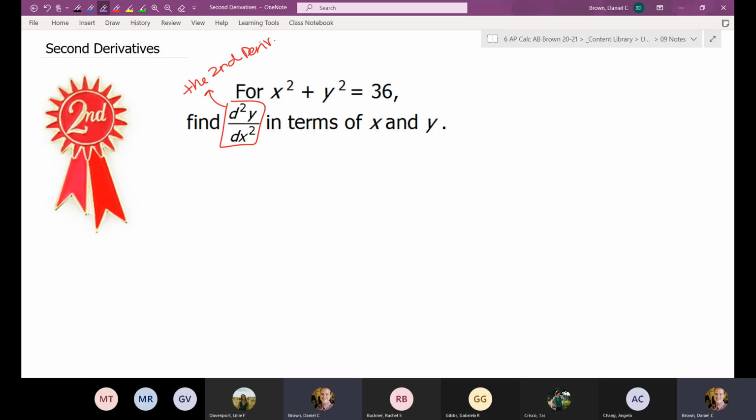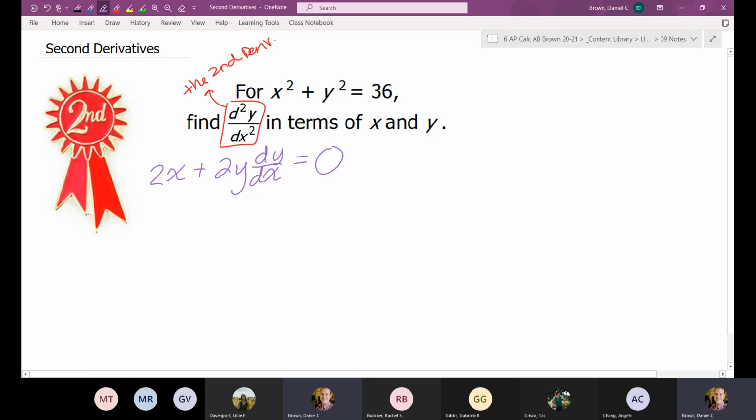Anyone remember from pre-calc or even earlier, what type of graph is x squared plus y squared equals 36? Circle. It's a circle. So basically we're finding the second derivative of a circle. Before we can find the second derivative, what do we need to find first? The first derivative. This is where the implicit comes into play. The derivative of x squared is going to be what? 2x. The derivative of y squared is going to become 2y dy dx. And then 36 is going to become what? 0.